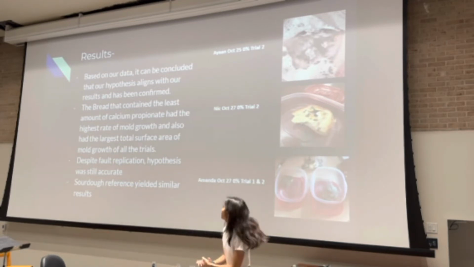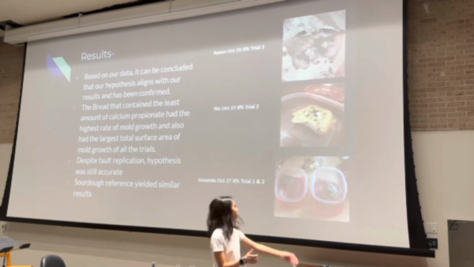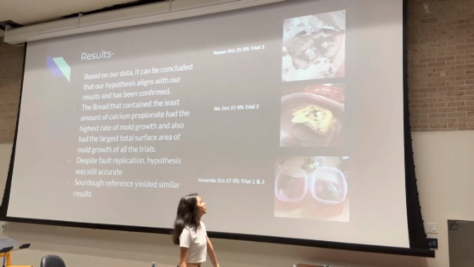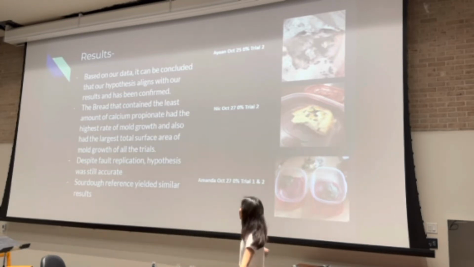So that's our results, and we found that as the calcium propionate proportions increased, we found less mold degradation in our bread. Despite our results, we still proved our hypothesis correct. Also, one of our references was a sourdough journal paper, and it did yield similar results.